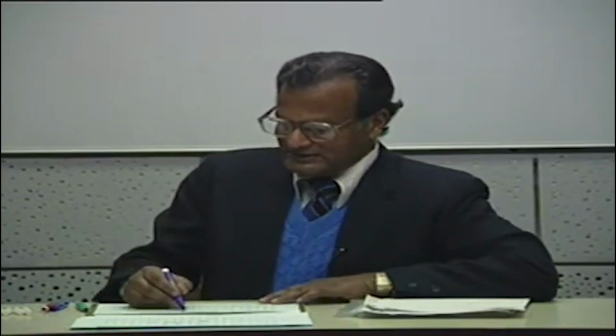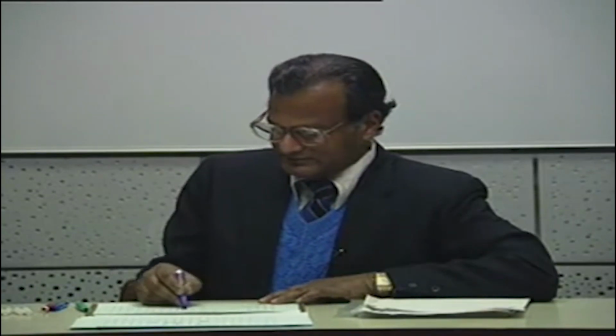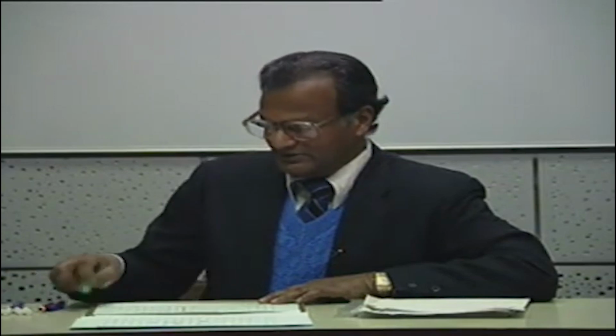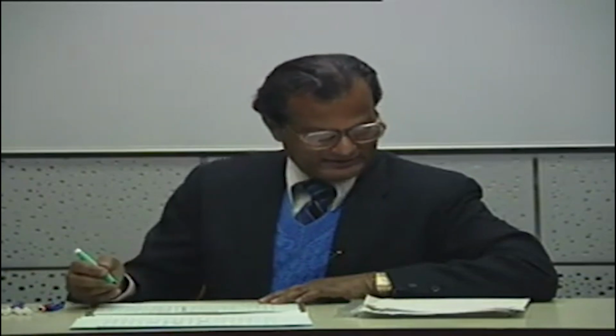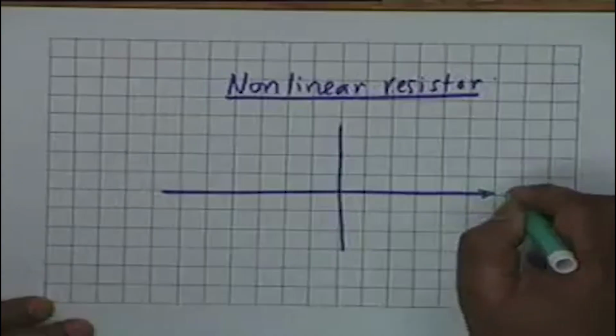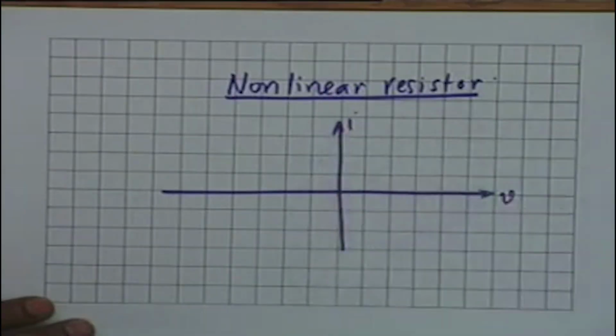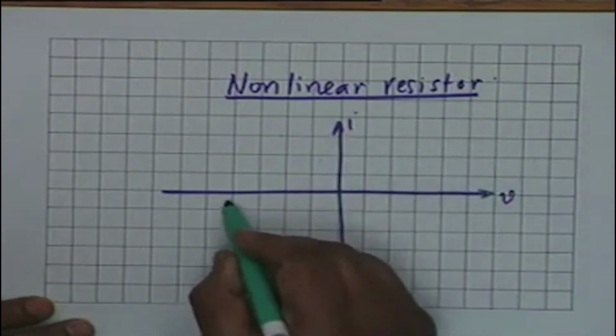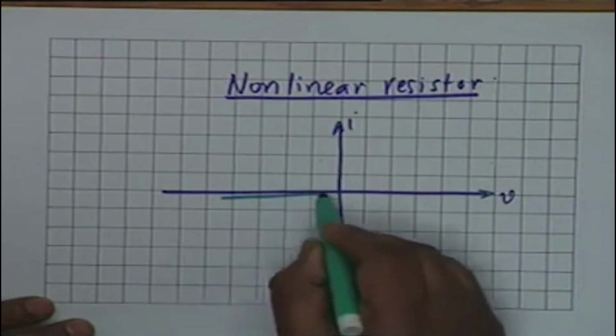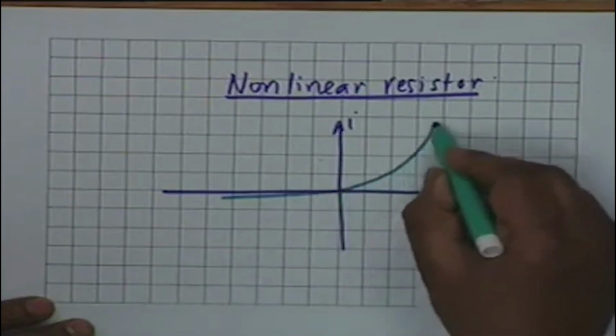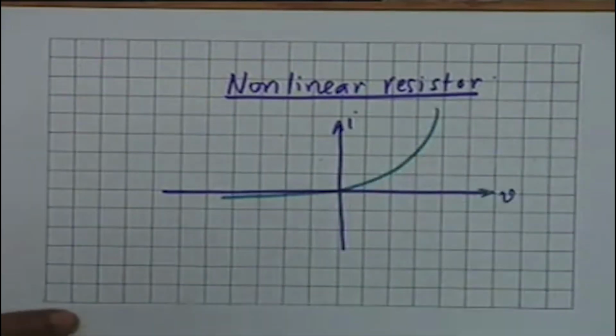For example, suppose we have a diode. Suppose we have a diode in which the VI characteristic is like this. This is VI. For negative V, the current is very small. For positive V, the current increases almost exponentially. And then what you do is you apply, let's say, a sinusoidal voltage to the diode.